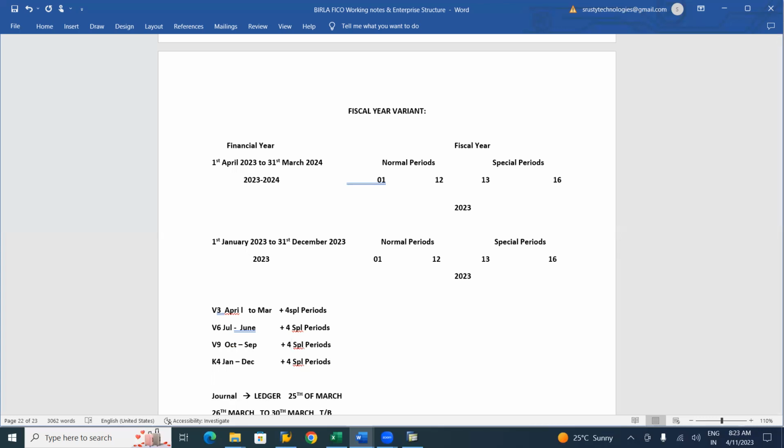Okay. See, there are different attributes. I'll explain what the different features are. So here V3 means the Indian fiscal year, April to March, with 4 special periods, right? This one, the first one, right?